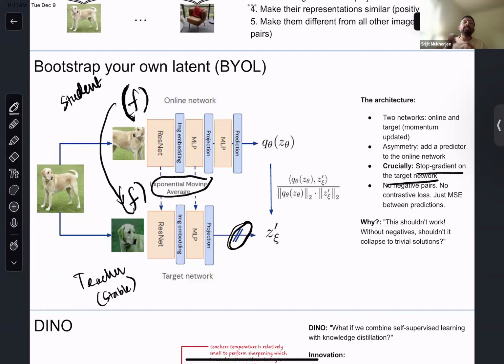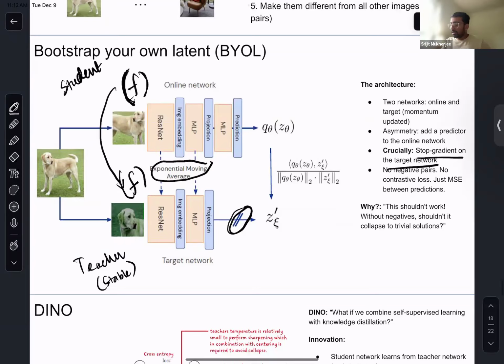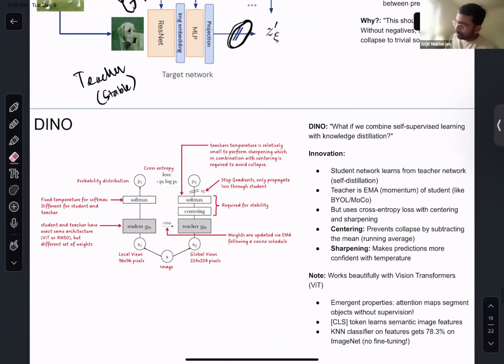In this case, let's say due to an image update, due to a sudden update, the image encoder collapses. But there's a teacher encoder which is trying to force it not to collapse. So how is this happening?